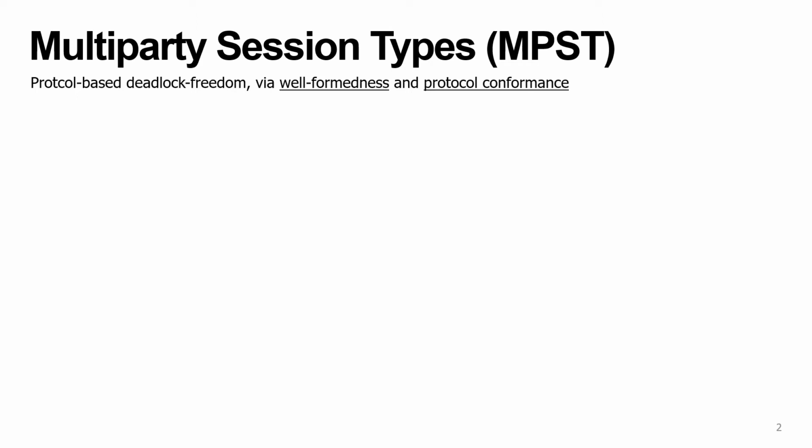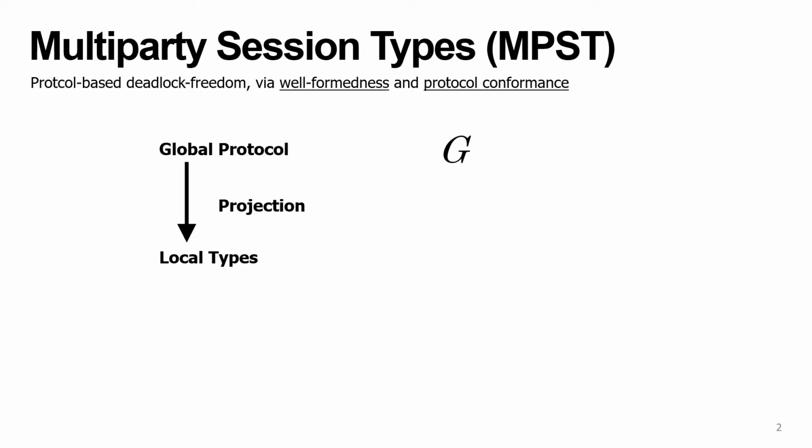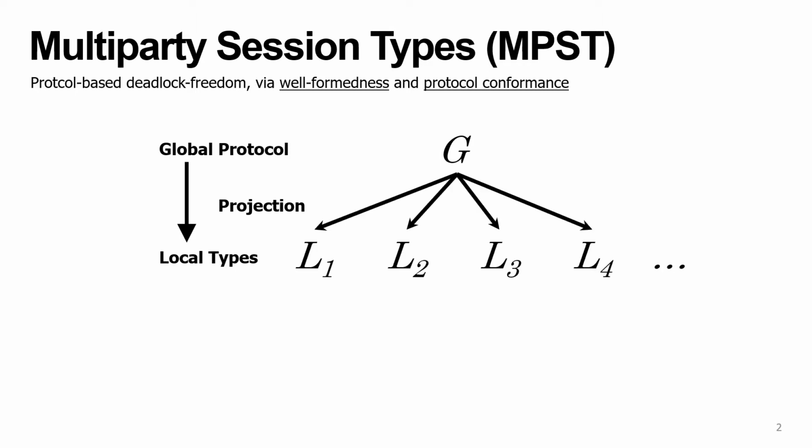The MPST programming methodology starts by writing a global protocol, which describes interactions between participants in a computation. The local behavior, also called local type, for each participant is then derived by an algorithm called projection. Finally, the programmer writes each endpoint program by following the local type.